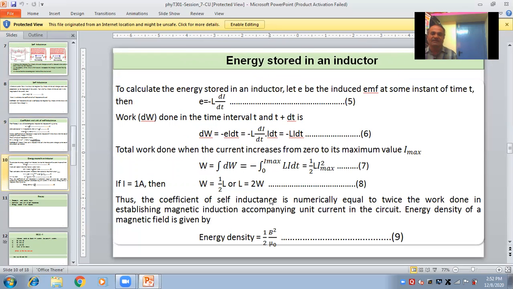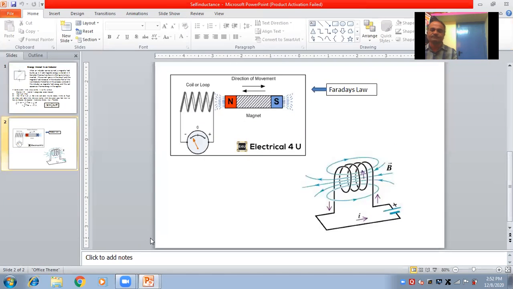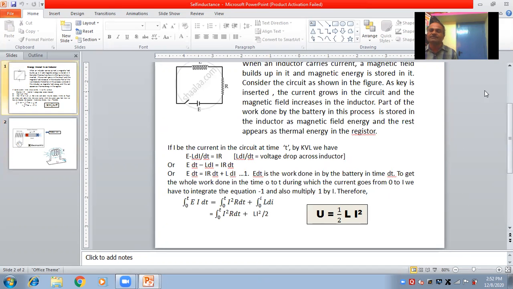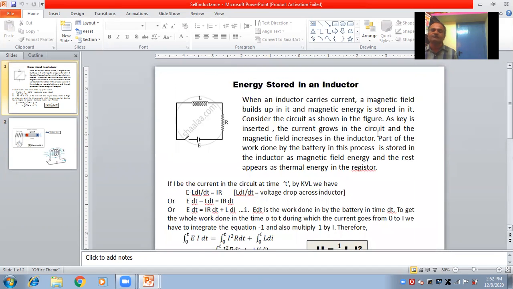Next, we'll go for another point called the energy stored in an inductor. For that, I will go through this. This is another example of induction of flux in the coil. As soon as the battery is turned on, the current starts flowing in this coil, and the magnetic field builds up in the coil. That is shown in this diagram. Next, we are going to derive an expression for energy stored in an inductor.